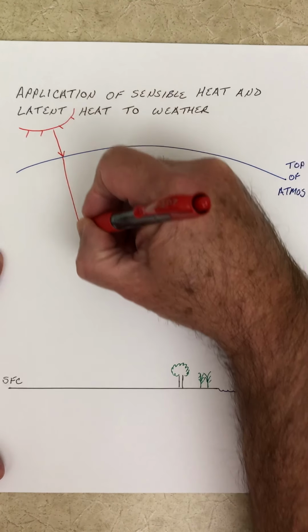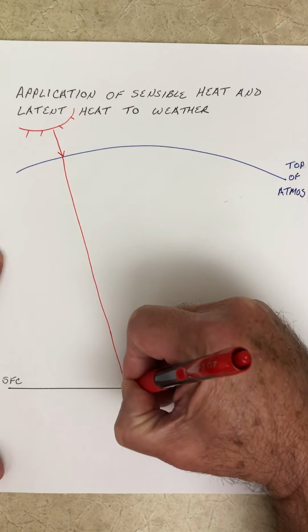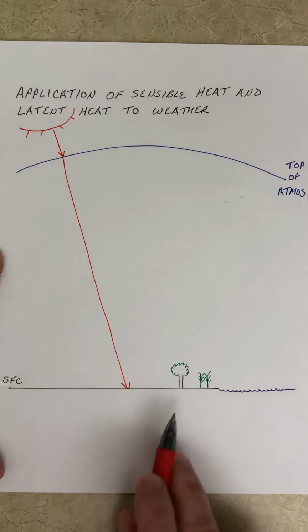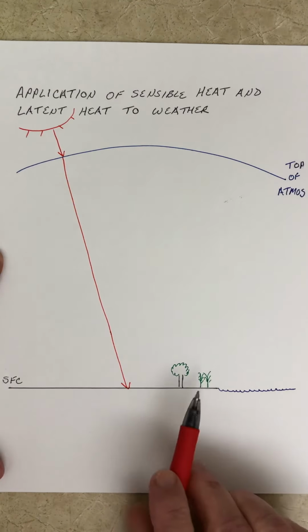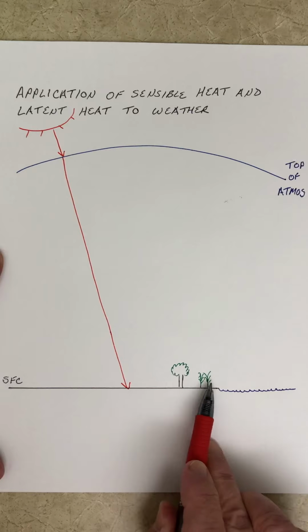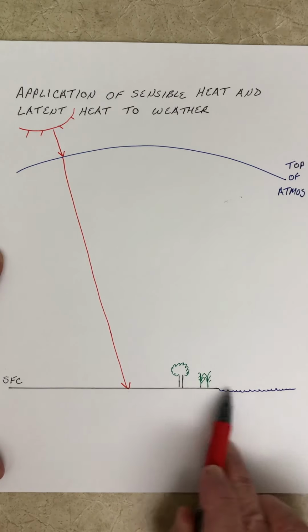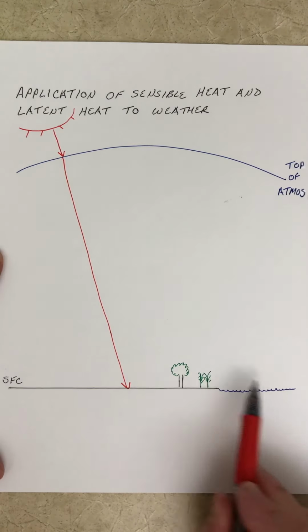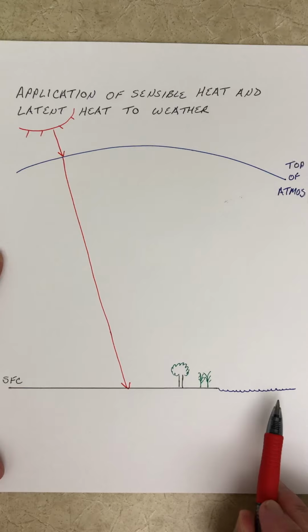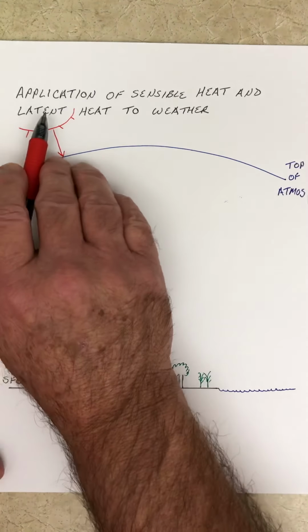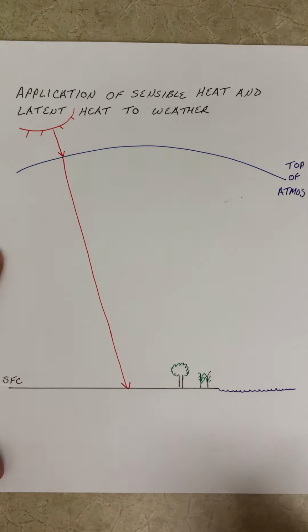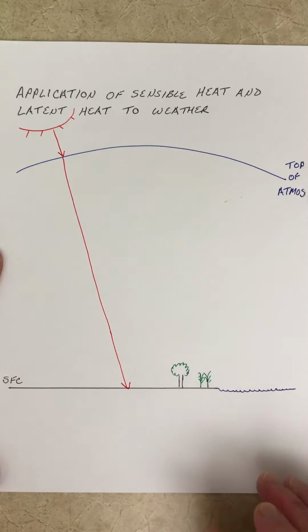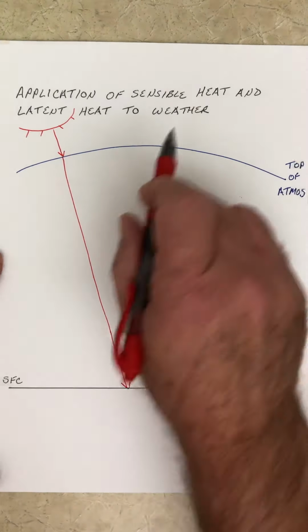And so let's just bring it all the way down to the surface. Something else you might look at is, oh, I haven't seen that before, so that's new. I've got a little tree here. I've got some corn plants to represent crops. I've got a little lake here to represent a water surface. This will come in when we talk about the application of latent heat to weather. And so first we're talking about the application of sensible heat.